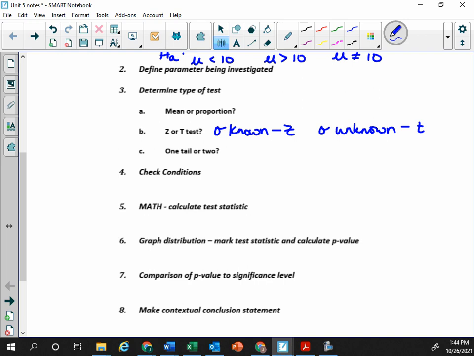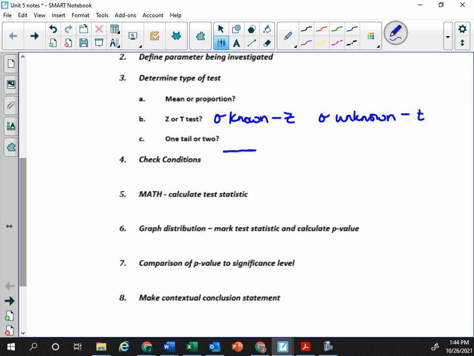Okay, and then the last piece you have to decide, is it one tail or two tails? That's where this inequality comes from. So if it's less than, let me draw a picture for each of these. If it's less than, you end up with just this tail that we're talking about. That's what a less than picture looks like. Greater than would be over here. What do you think not equal to is going to look like? Exactly, yeah, that's both ends of it.